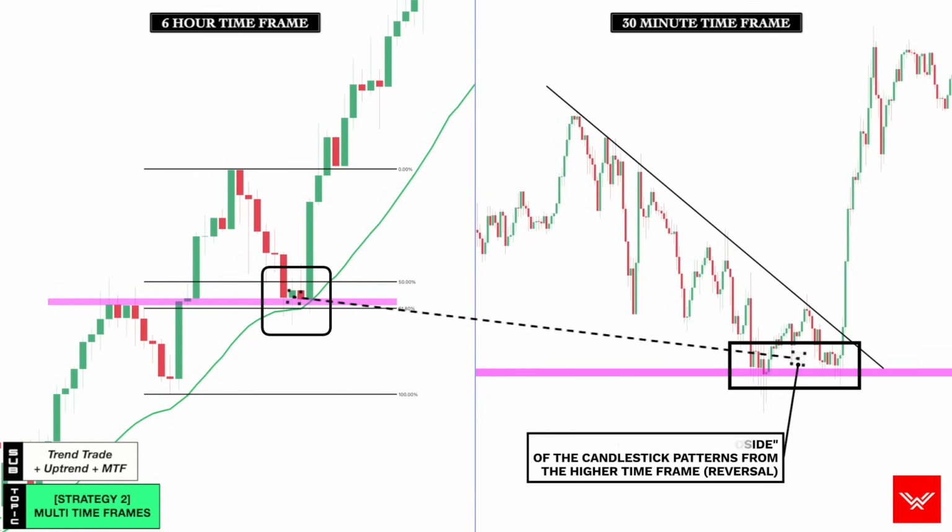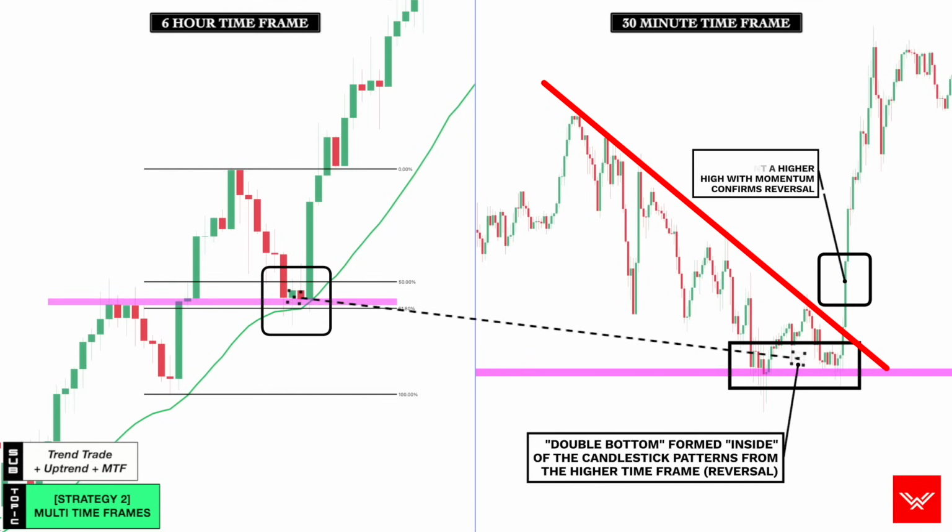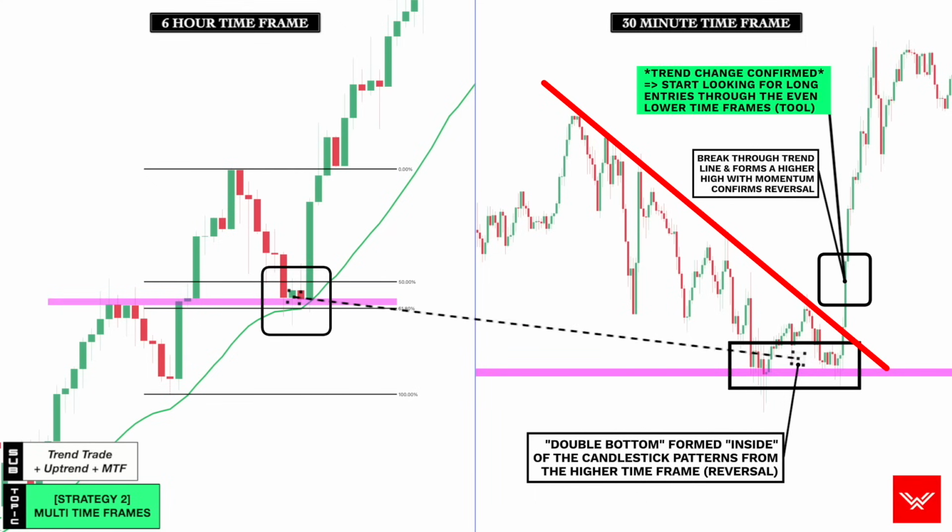The double bottom formed right at the key support level and inside of the long wick candles from the higher time frame. Trend line placed above, connecting the swing highs. Then once price broke through the trend line and formed a clear higher high with momentum, this confirms the reversal from a downtrend to an uptrend, and you would take a long entry on the same time frame or on an even lower time frame using our entry strategy and tool.